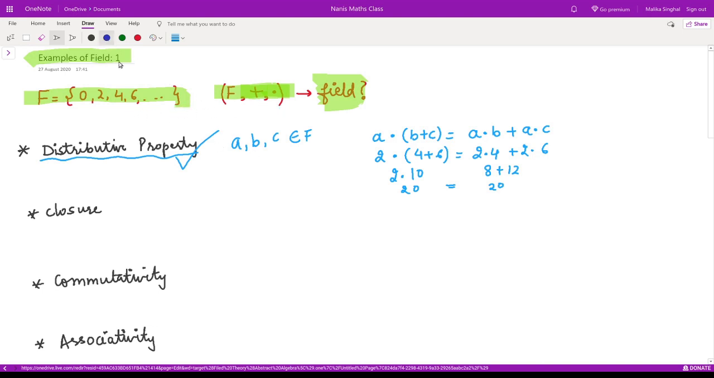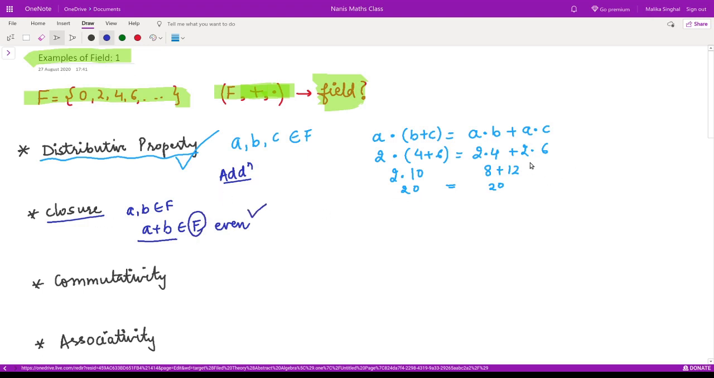Now let us look at the closure property with respect to addition. What is that? If I take any two elements A, B from the set F, then adding these two, the result should again belong to the set F. Now you can see that the set F contains all non-negative even integers. So if I add these two, I'll again get an even integer. So obviously this belongs to the set F. So closure property under addition holds.